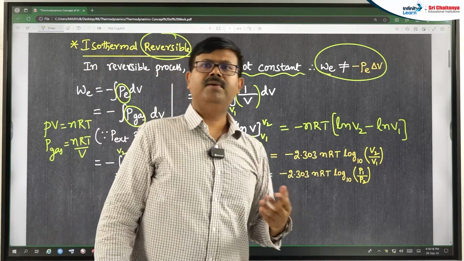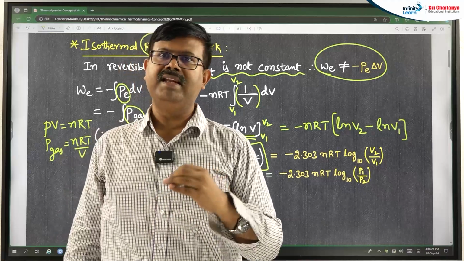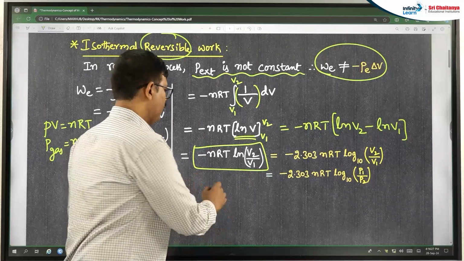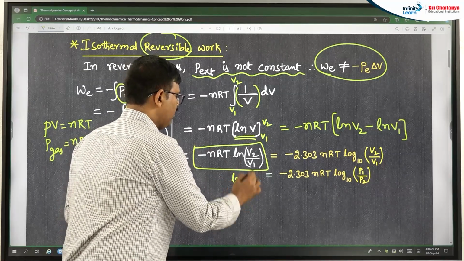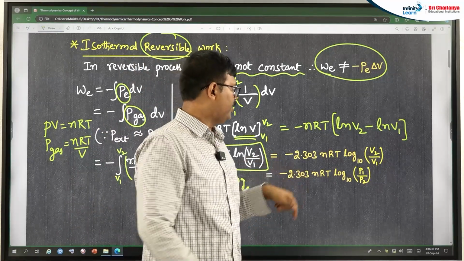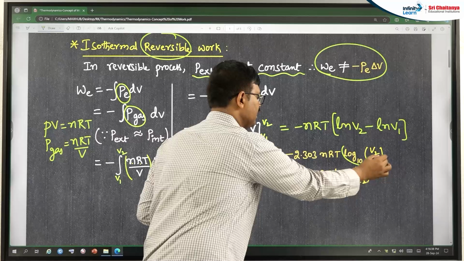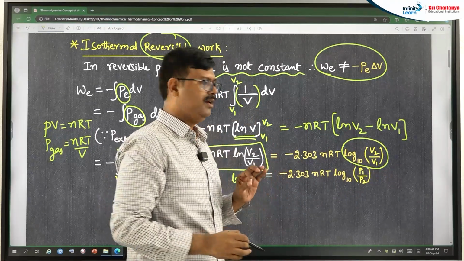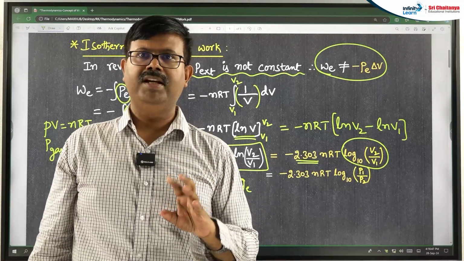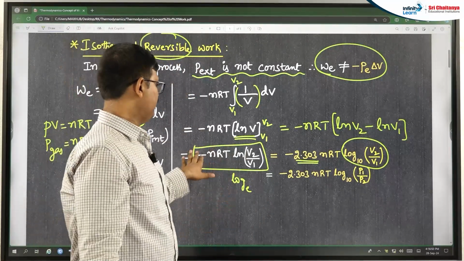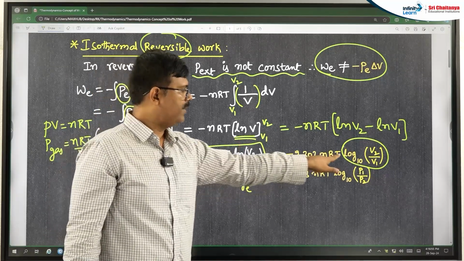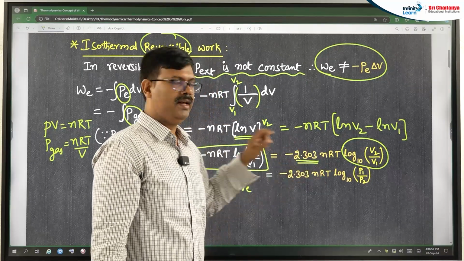Now generally in our problems we will be dealing with logarithms to base 10. Here ln means log base e. So we will convert this log base e to log base 10, which we generally deal with in problems. When we put log base 10 here instead of log base e, one multiplying factor will come into the picture, that is 2.303. So here there is no 2.303, because the logarithm is log base e. When log base 10 is there, 2.303 will be there.